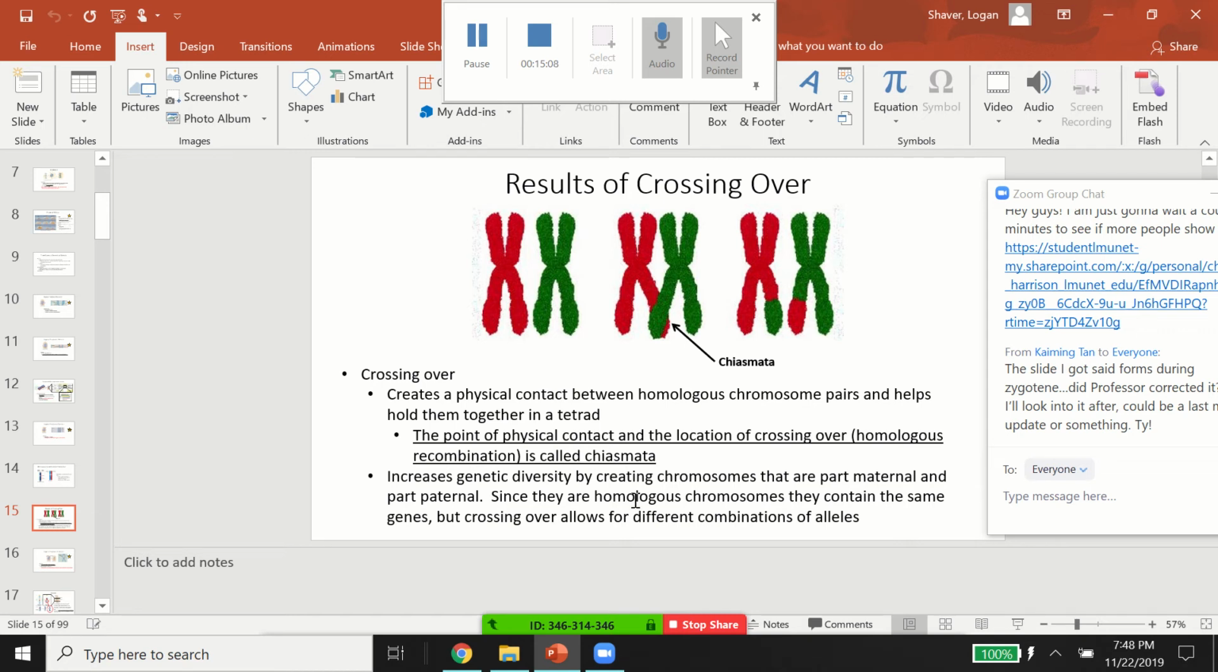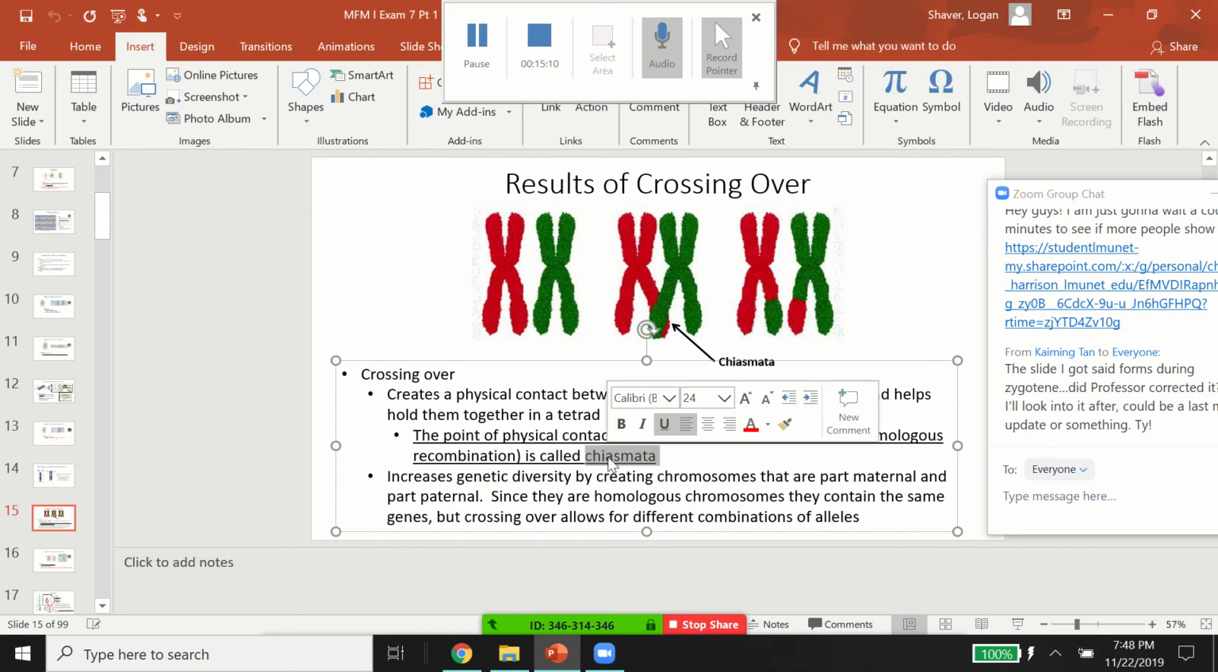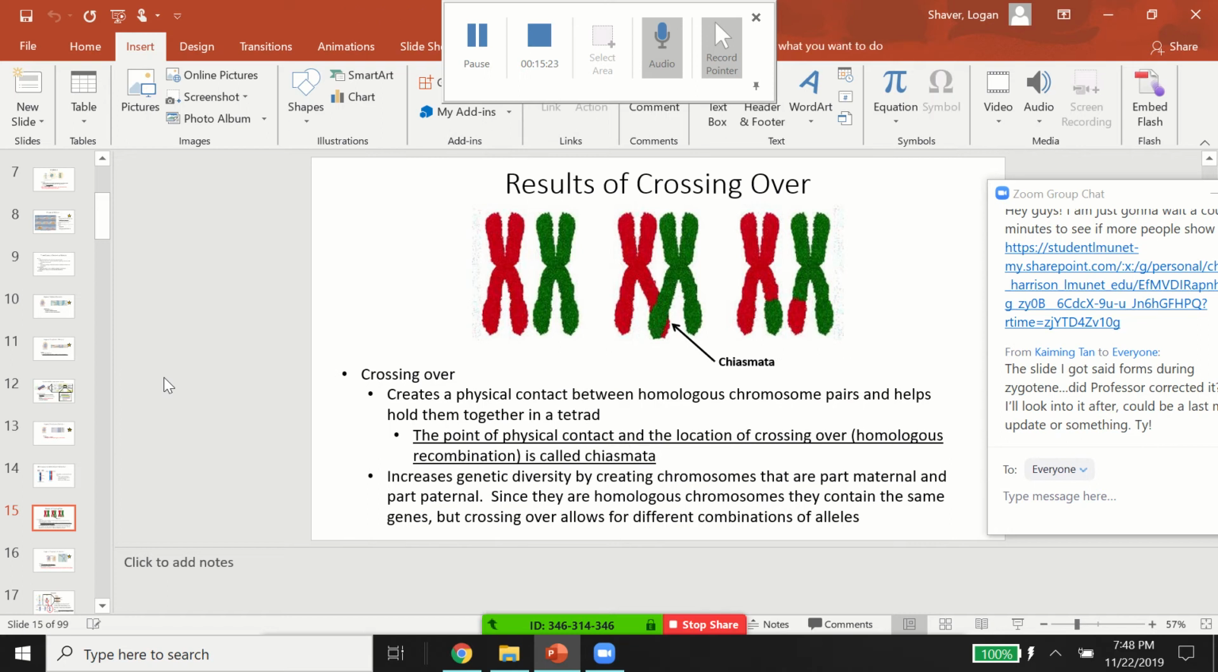I would probably note what chiasmata is on this slide. So the point of physical contact and location of crossing over or homologous recombination. So yeah, they're the exact same thing. But where they cross over is called the chiasmata. So I'd probably remember that.